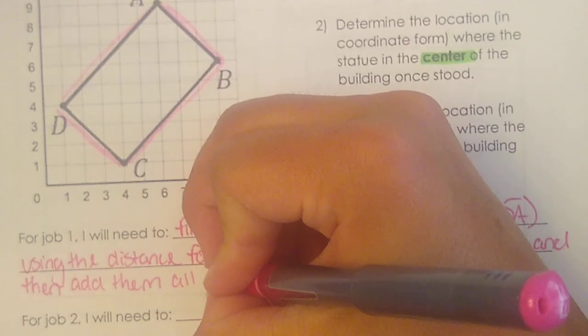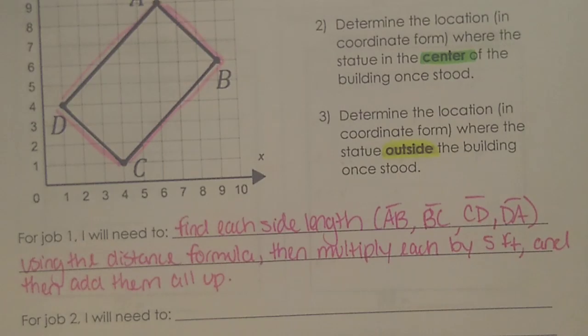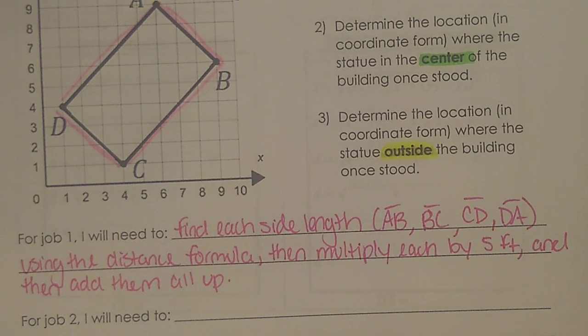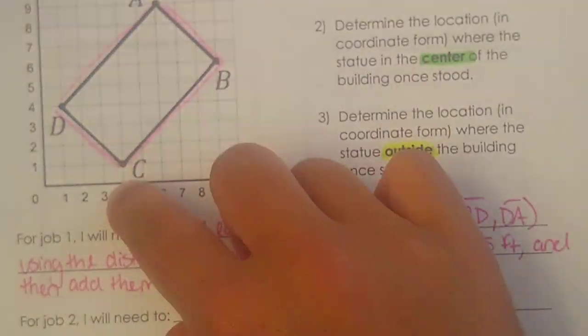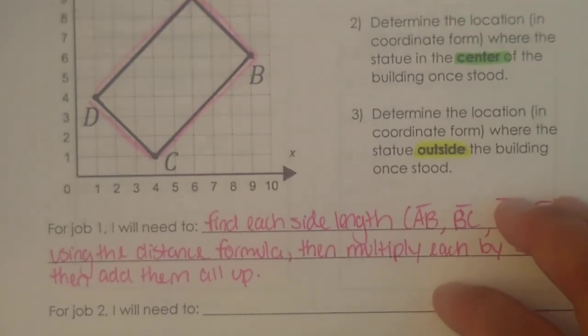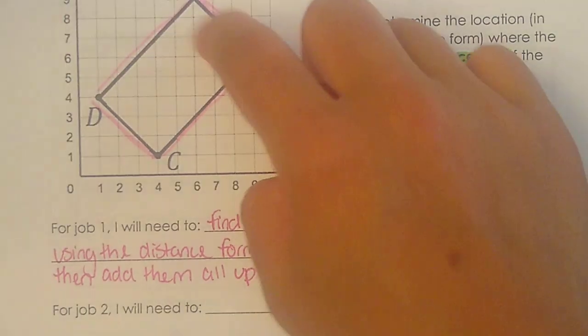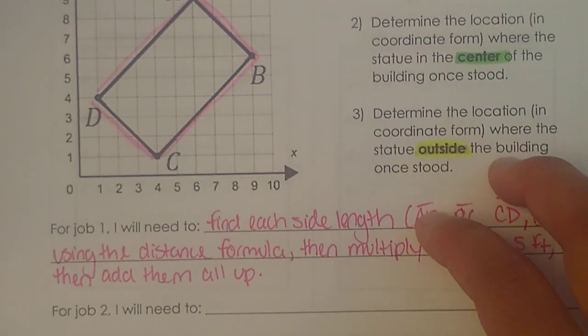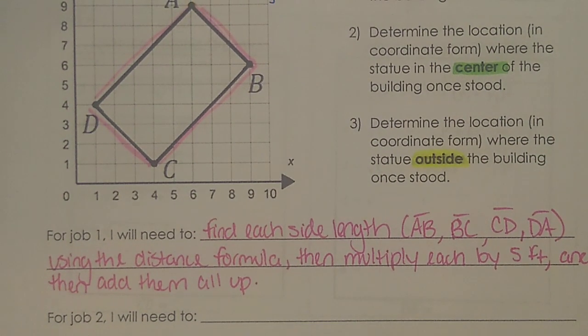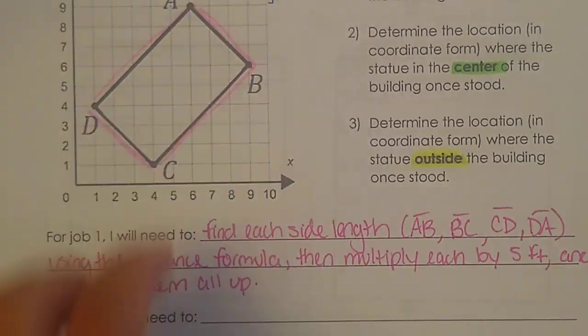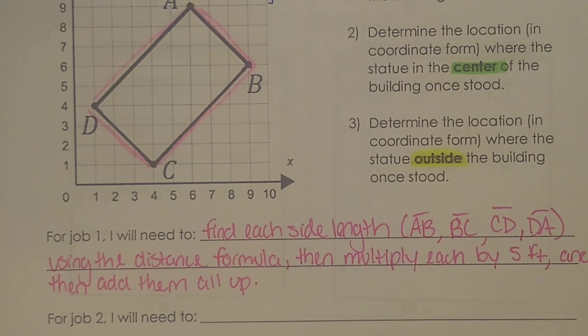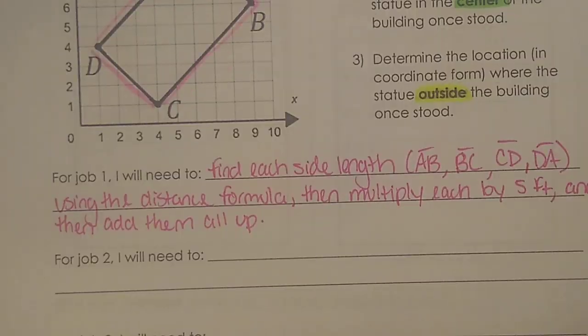So that's perimeter. So for job 2, I need the middle, so I'm going to have to find the halfway point between D and B and A and C, because if I find the halfway point of any of the outside sides, that's not going to be the center. The center is going to be where those two invisible lines intersect. So I need to find the midpoint of each between D, B, and A, C, using the midpoint formula, and then find out if they're the same to make sure I did my math right.